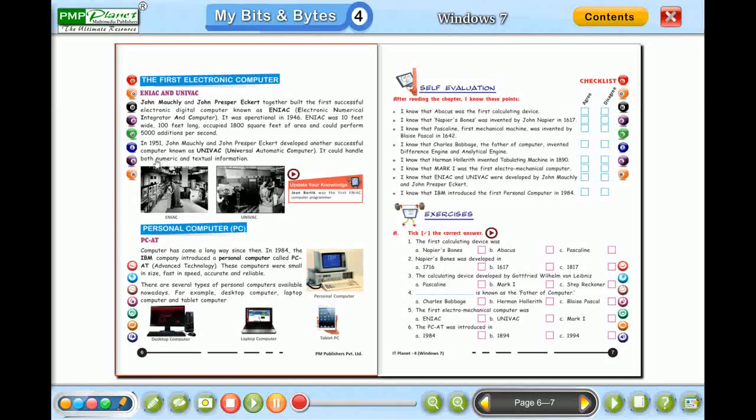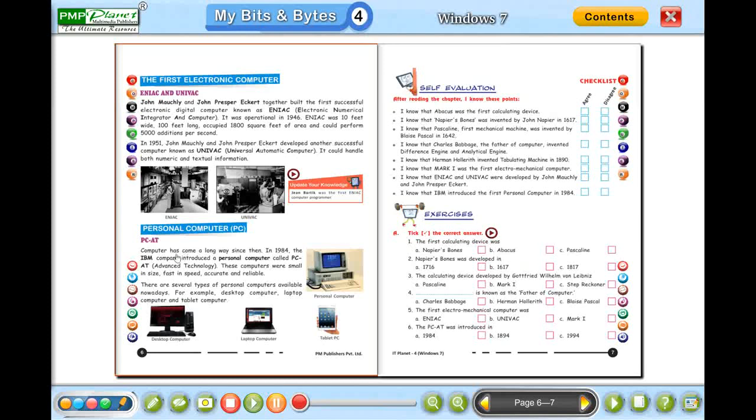In 1951, John Mauchly and John Presper Eckert developed another successful computer known as UNIVAC, Universal Automatic Computer. It could handle both numeric and textual information. Next is personal computer, PC AT.